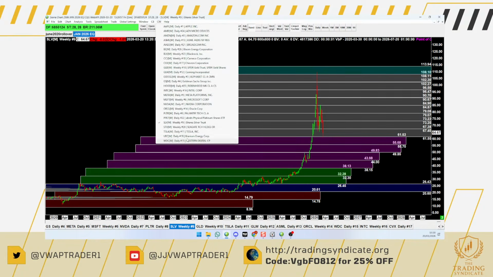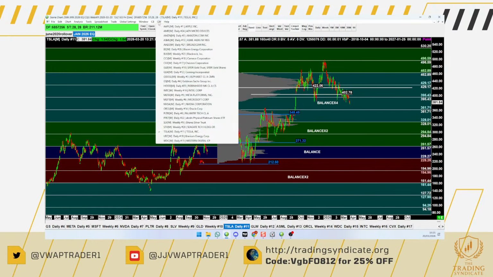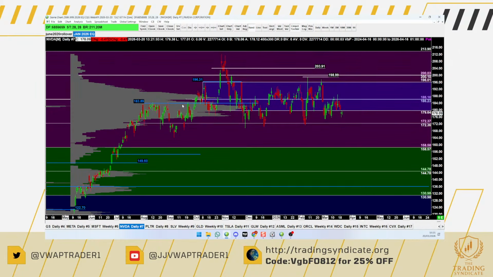Silver. Tesla under 395. Leather jacket guy. We might have to flush this 180 hard.